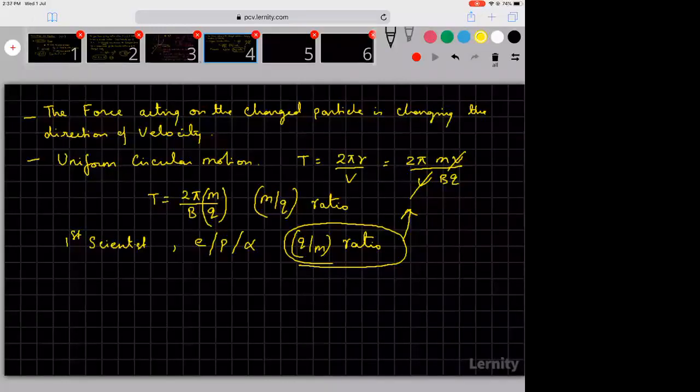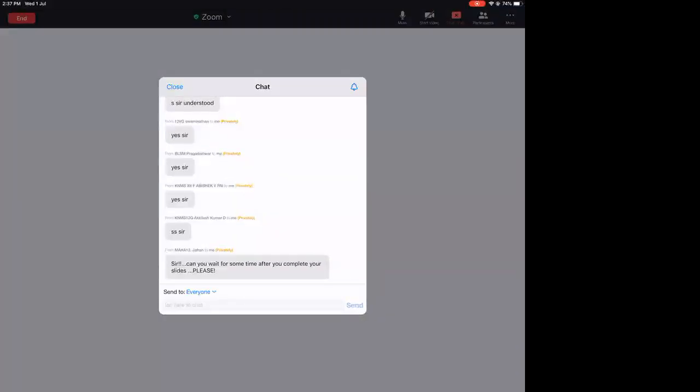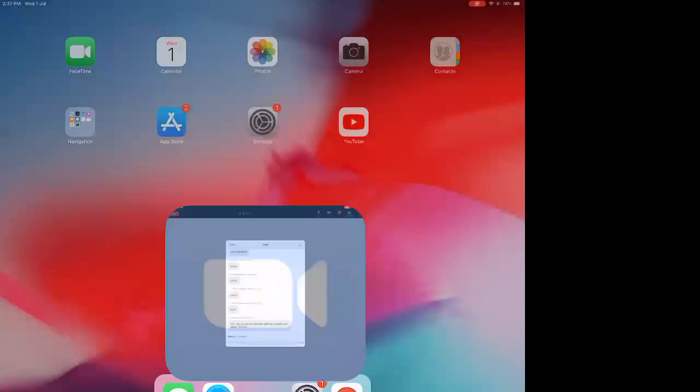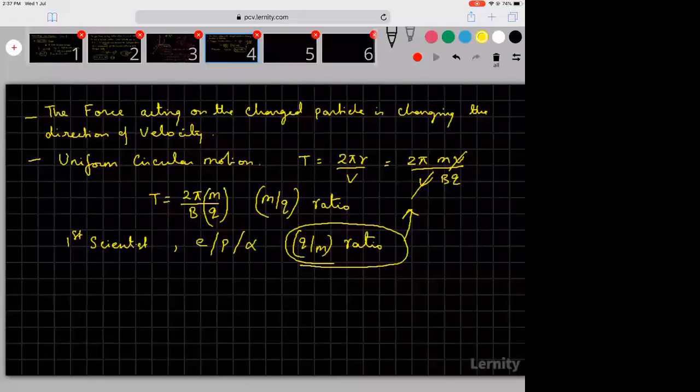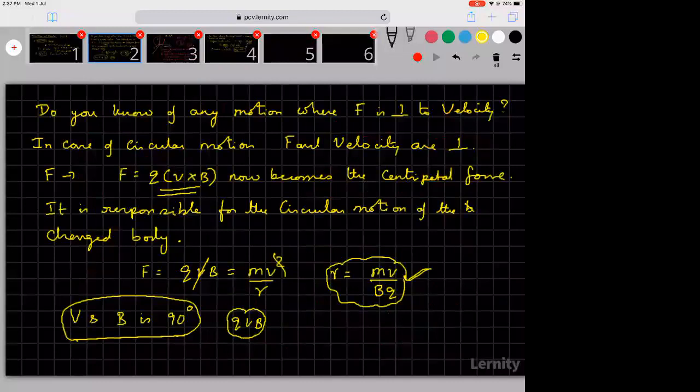So if you are able to understand this, I will wait. Can you just make some notes here? Start from here. Can you please take a few minutes and write this down?